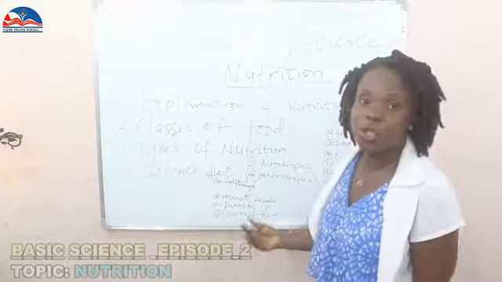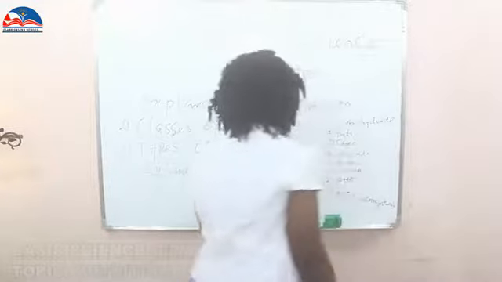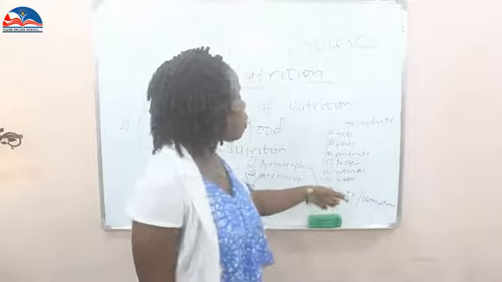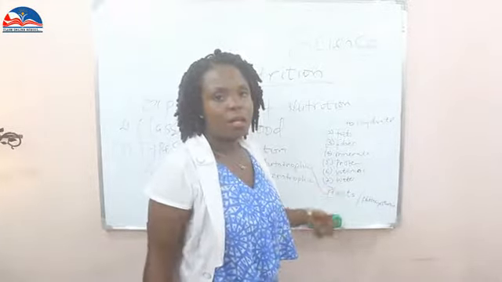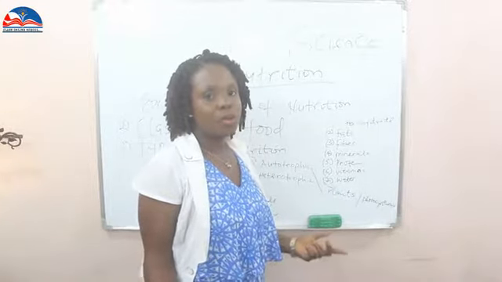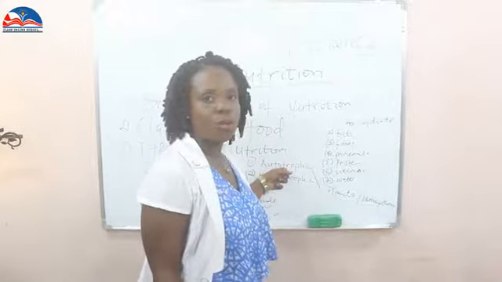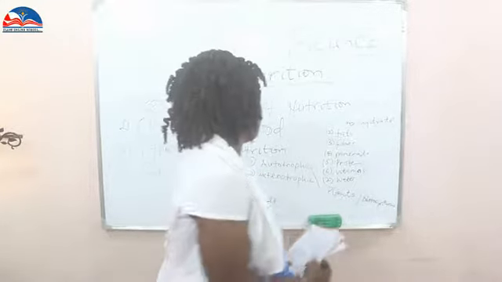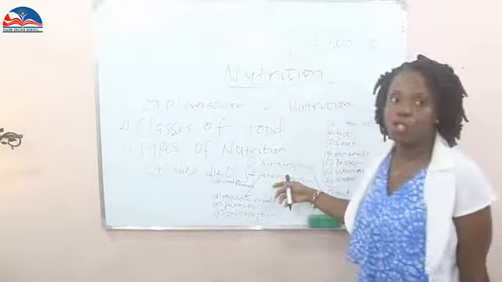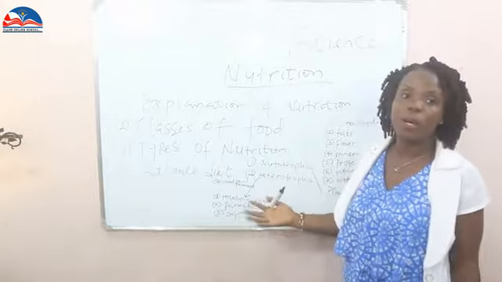How does each of these nutrition work? The autotrophic kind of nutrition is what plants use, since plants produce their food through photosynthesis. Then the heterotrophic kind of nutrition is what animals and humans use.